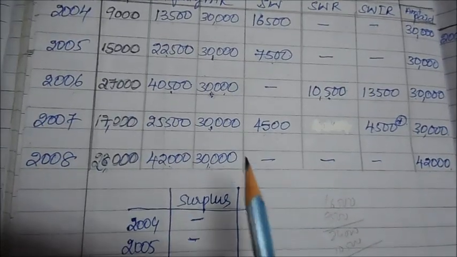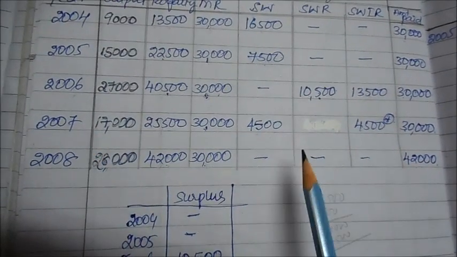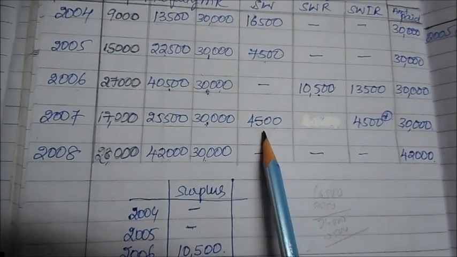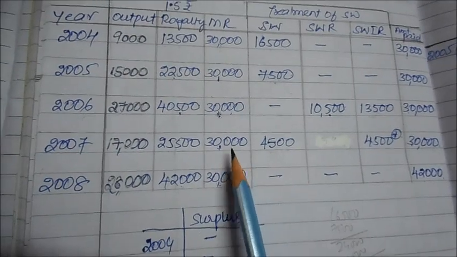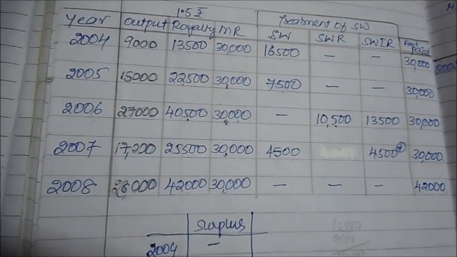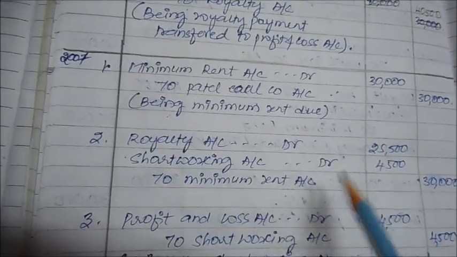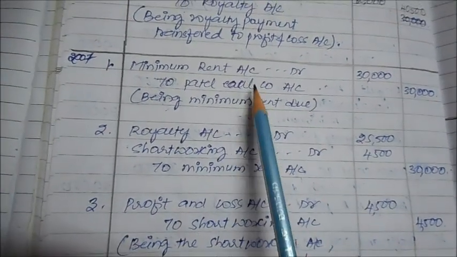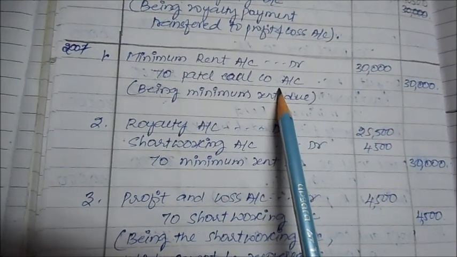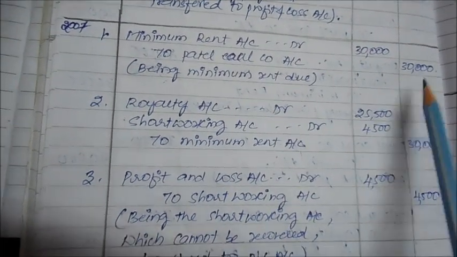Okay. So now what does the entry for 2007 say? We have a short working of 4,500, which is also not recoverable under certain circumstances where the minimum rent is more than the royalty. So for 2007, if the minimum rent is more than the royalty, what was the first thing? Minimum rent to the lessor account, right? So it is 30,000 both payable.